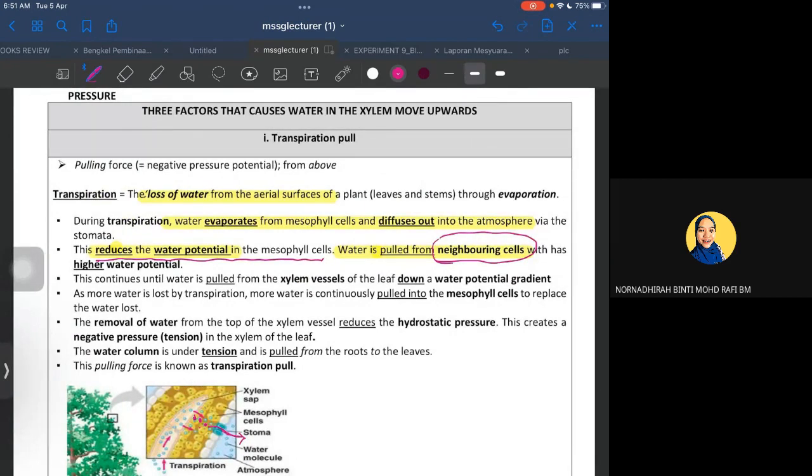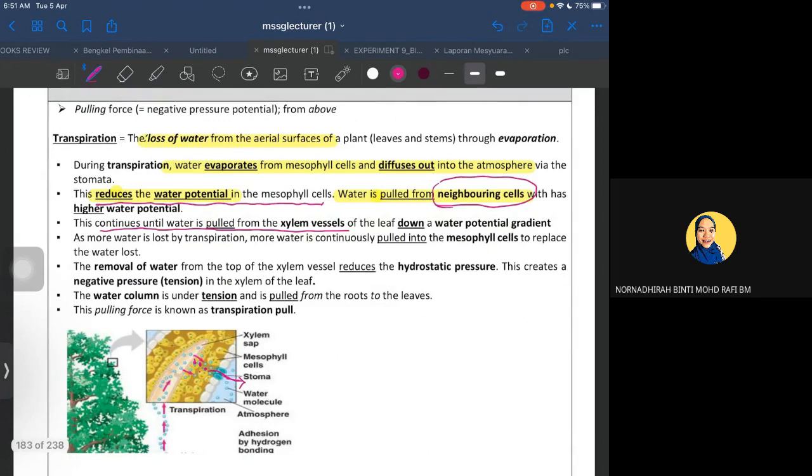So apa yang berlaku adalah this will continue pulling the water from the xylem vessel. So kawasan yang keluar air akan low water potential and nearby akan higher. So bila nearby ni hantar air, kawasan dia pula akan low water potential. So dia akan tarik daripada sebelah until dia sampai ke xylem. Dia akan keep on transporting water from the nearby. So what will happen is dia akan tarik finally the string of water daripada bawah ke atas.